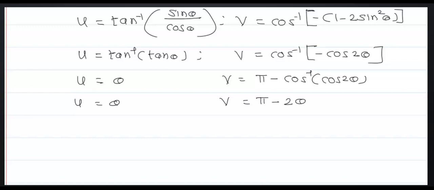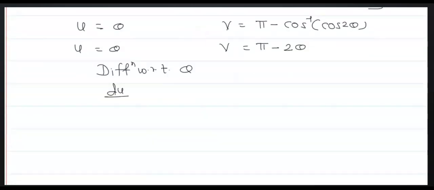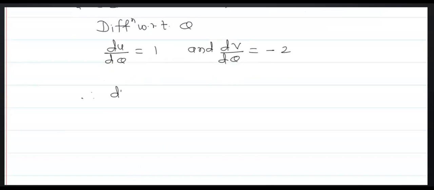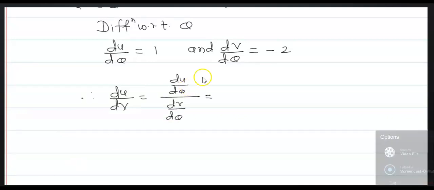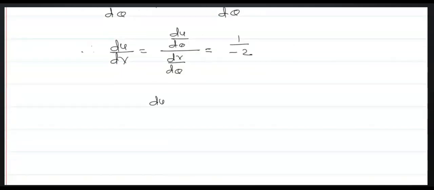Now substitute the value of theta. Theta is sin inverse of x. Therefore, du by d theta is 1, dv by d theta is minus 2. Therefore, du upon dv is equal to du upon d theta upon dv upon d theta. That is 1 upon minus 2. And hence, the answer is du upon dv is equal to minus 1 upon 2.